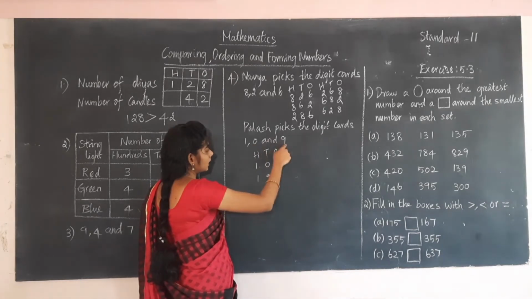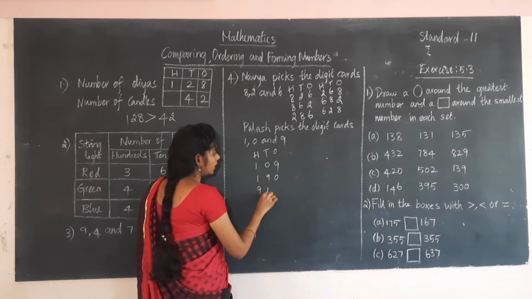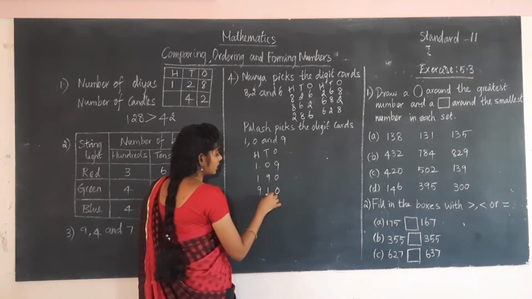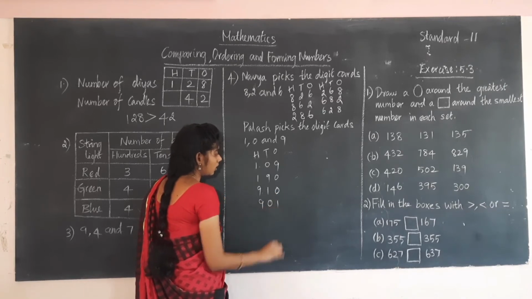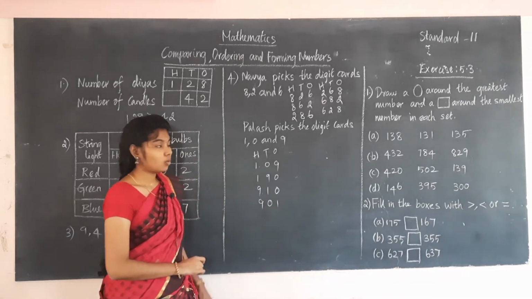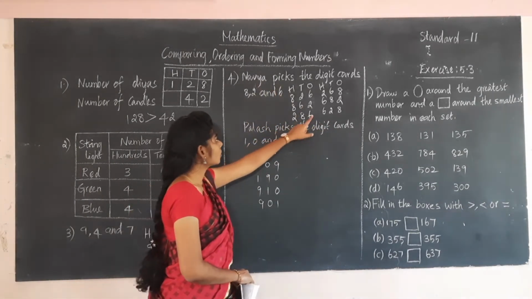So I am taking 9 in the hundreds place, and I am writing 1 in tens and 0 in ones. And now I am interchanging these 2 numbers 0, 1. So these are the possibilities. So from this, which one is the greatest number from Navya's? So we are going to see.